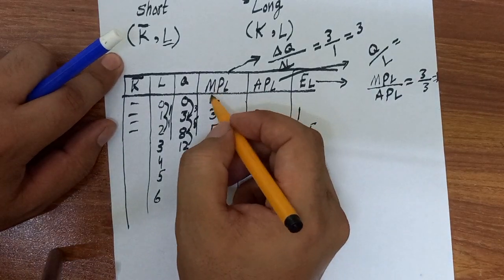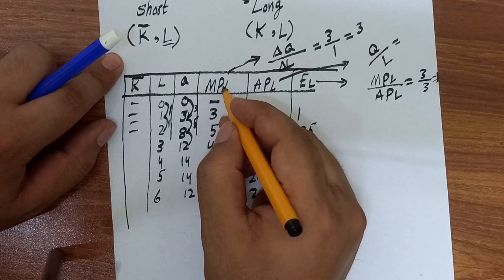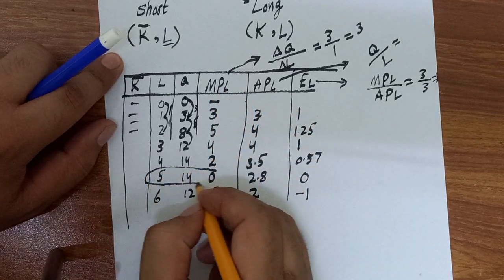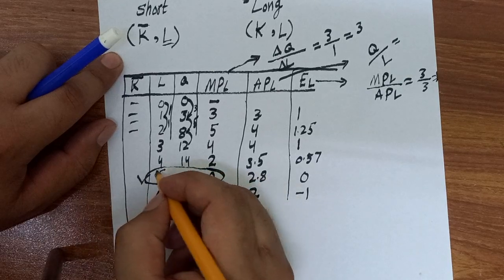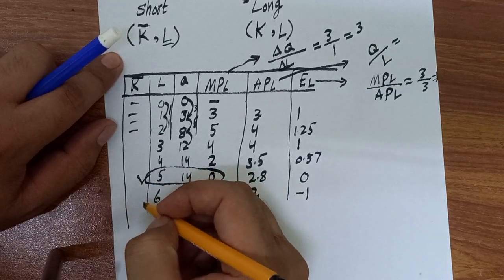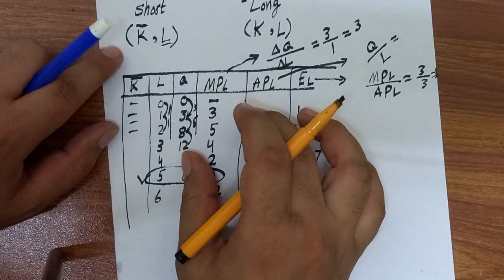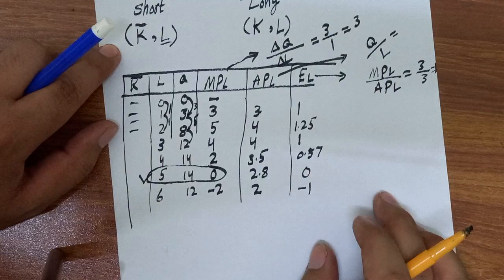So when the MP is equal to 0, that's our optimal point. So we will hire 5 labor for our optimal production. So this is for short term. Now we will go for long term.